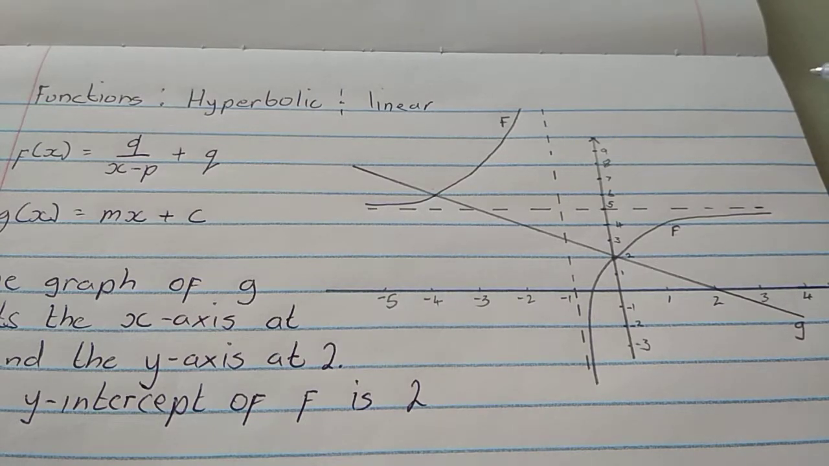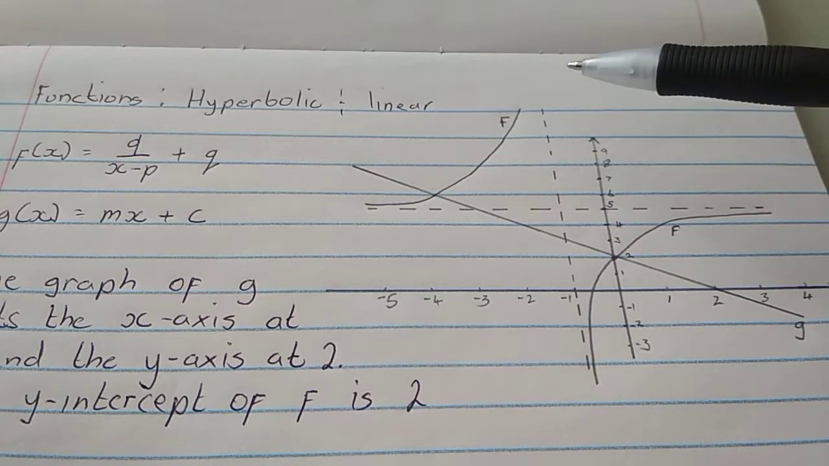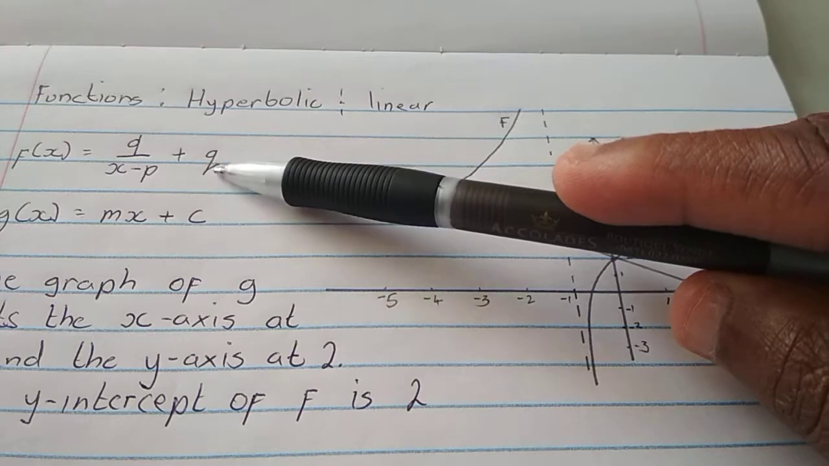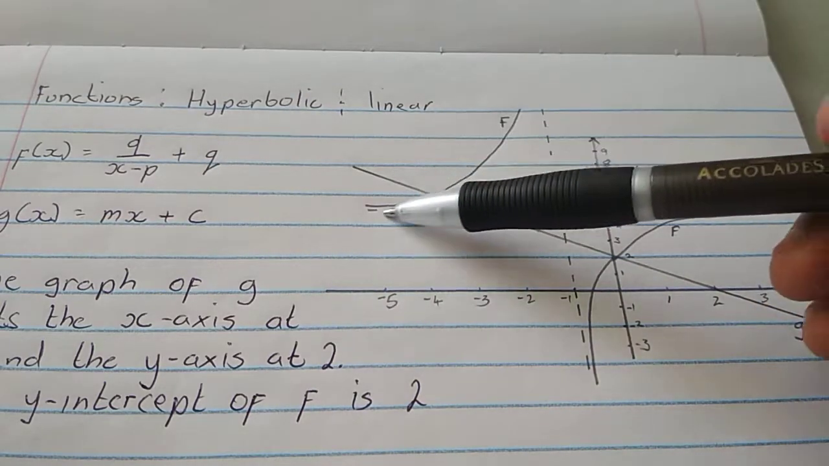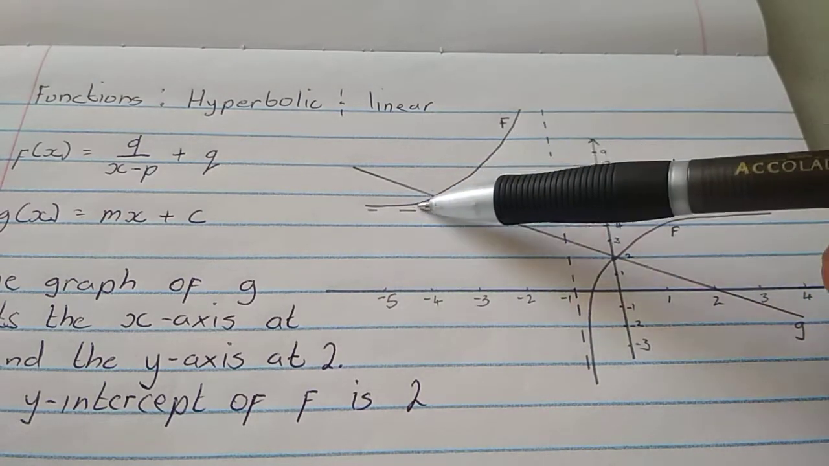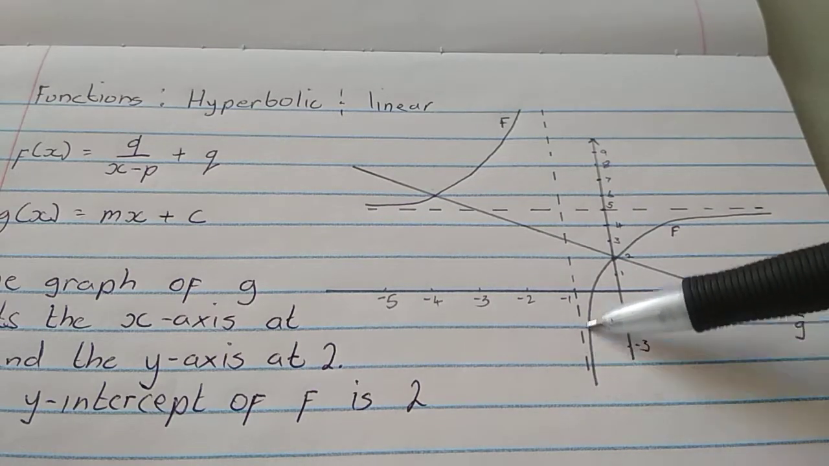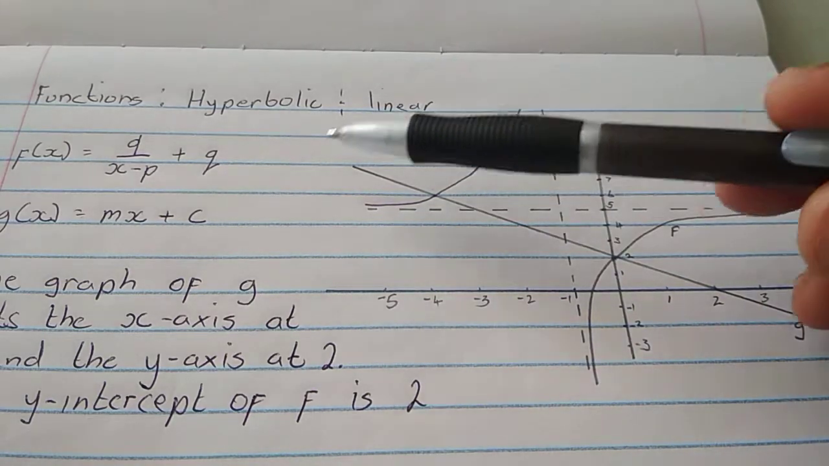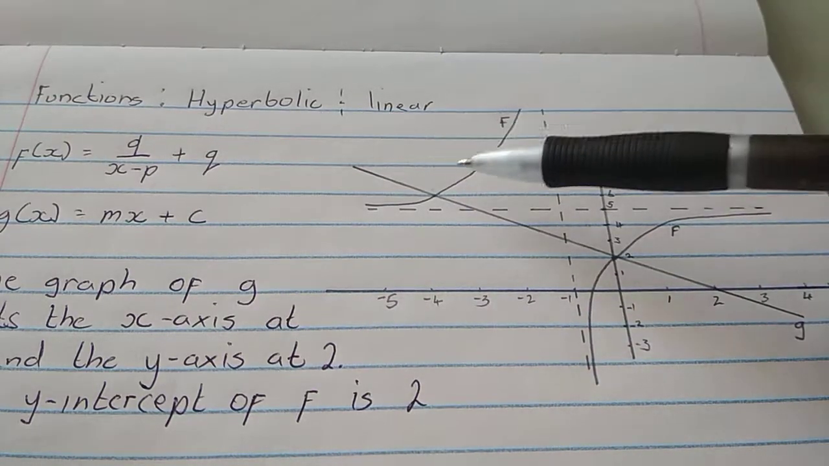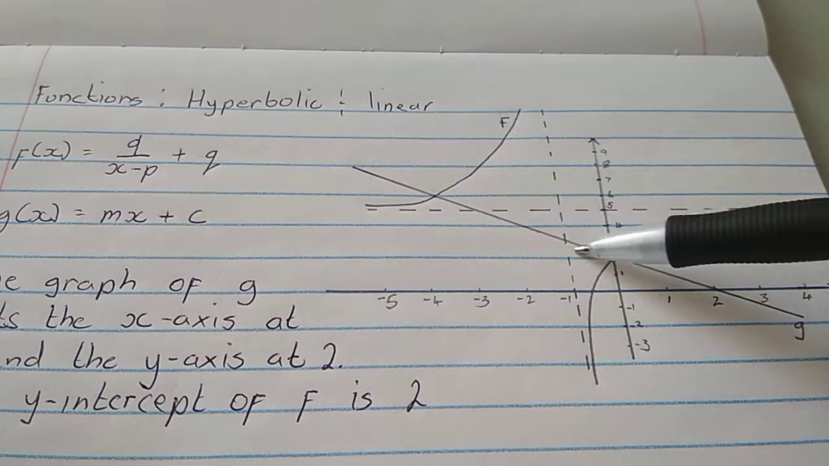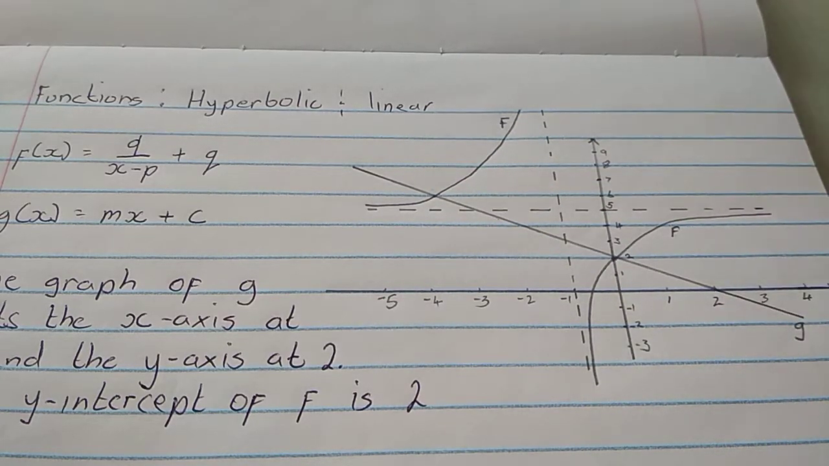Today we'll be doing functions, specifically hyperbolic and linear functions combined. Now, the hyperbolic function is given in that format, and that's the graph of f, which is there and there. And then g, the linear one, is that line over there.